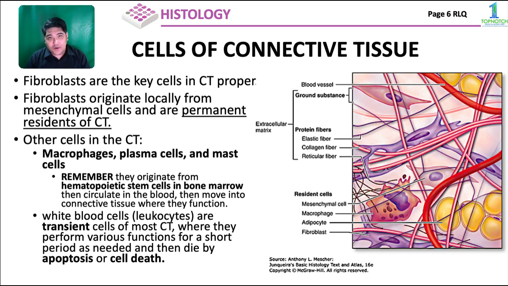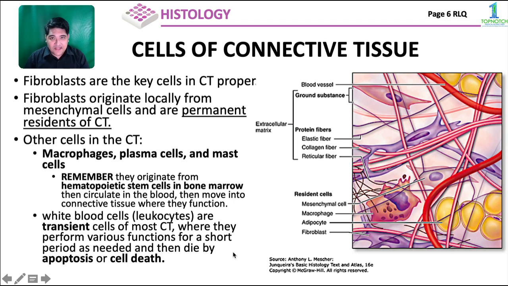Your white blood cells, your leukocytes, are also in the connective tissue, but they are called transient cells, because they only visit the tissue depending on the needed function. For example, if there's inflammation, there will be chemotaxis and diapedesis from the blood vessel going to the inflamed tissue. And usually, they die in the form of apoptosis or cell death. Remember, cytochrome C from mitochondria? That is also related to your apoptosis or programmed cell death.